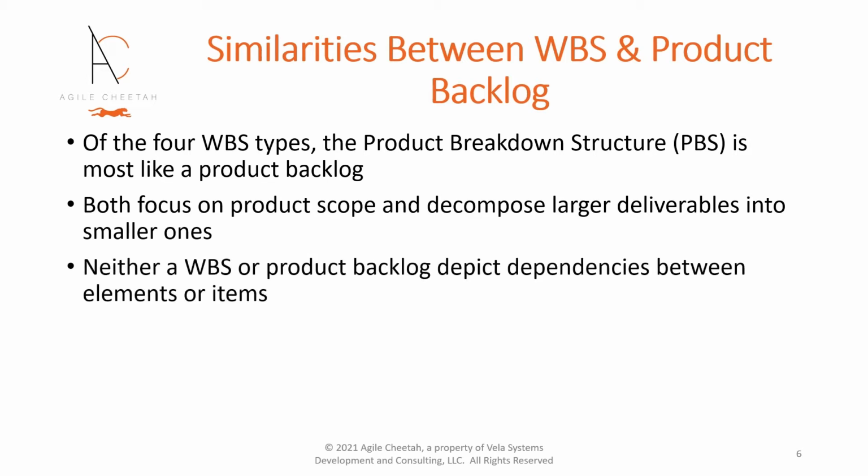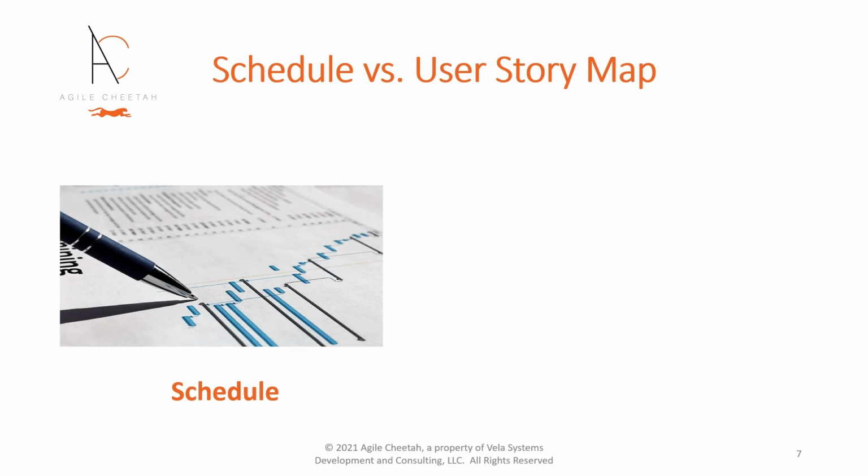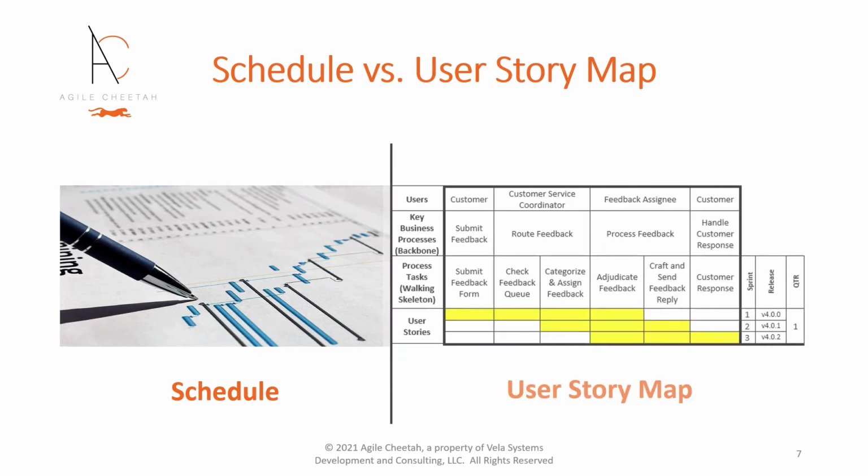Neither a WBS or product backlog depict dependencies between elements or items. The main artifact used to show dependencies between work activities and deliverable milestones in traditional project management is the project schedule. User story maps help organize Scrum product backlog items, epics, and user stories based on workflow and interface dependencies.